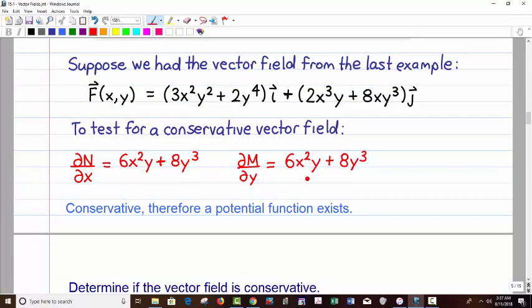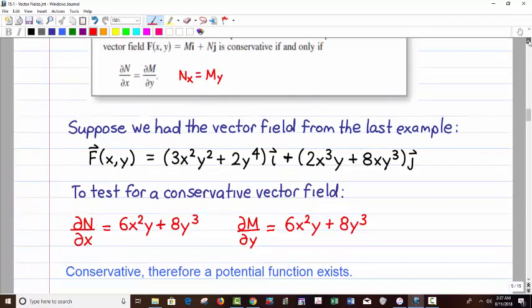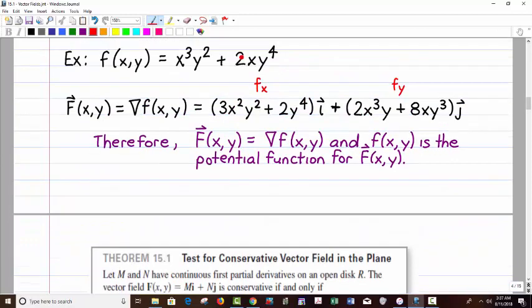So see, they equal each other. Nx partial equals My partial, so that means there would be a potential function, which we already know what that one's going to be for this problem. Now we're going to solve one on our own in just a minute, and we're going to see how to get that. But I didn't do it for this one because we kind of already have it.